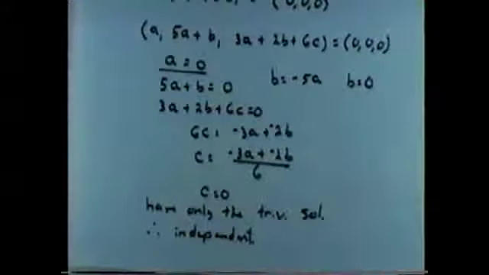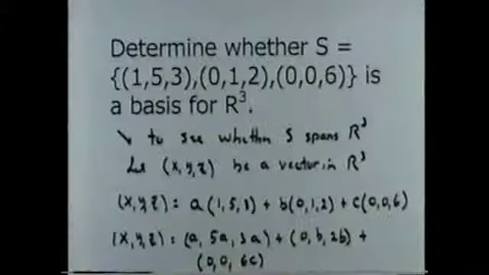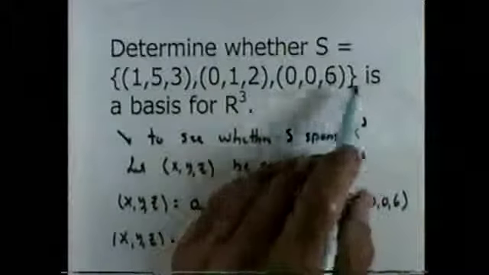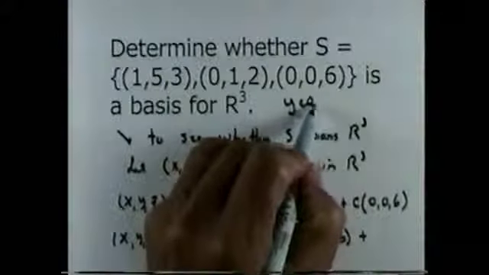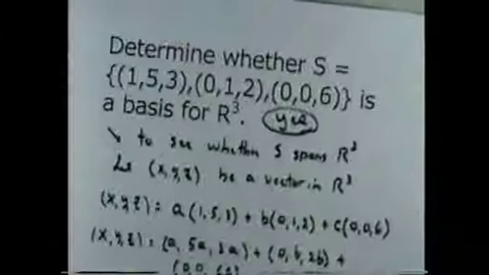So if the set spans three space and the set of vectors are independent, then the set of vectors form a basis for three space. So we were to determine whether S equals (1, 5, 3), (0, 1, 2), (0, 0, 6) is a basis for three space, and we found out the answer is yes. Let's look at another example.